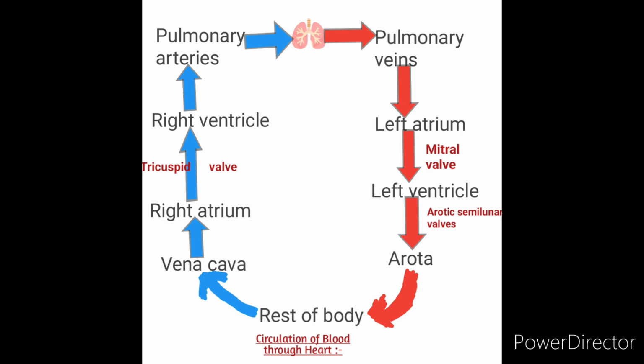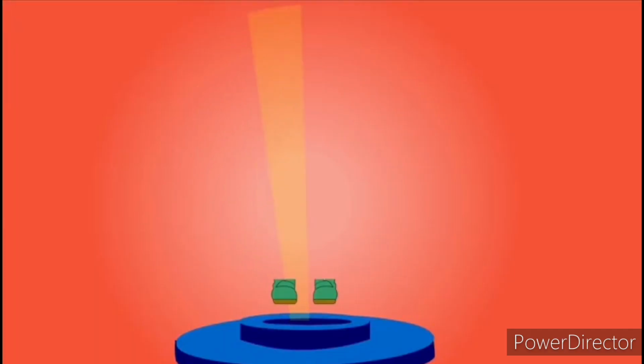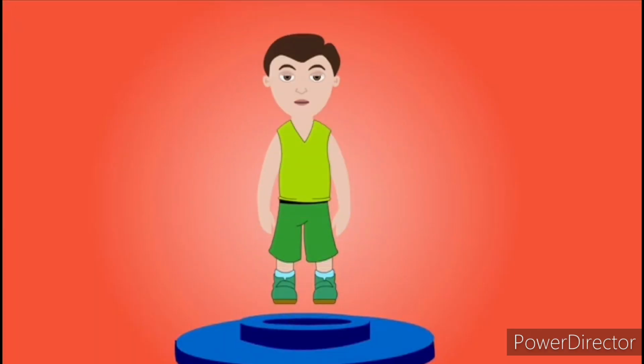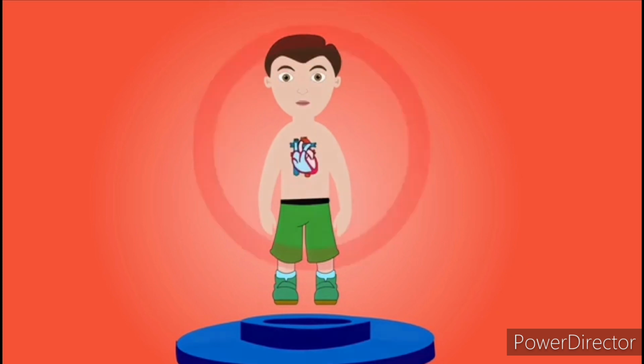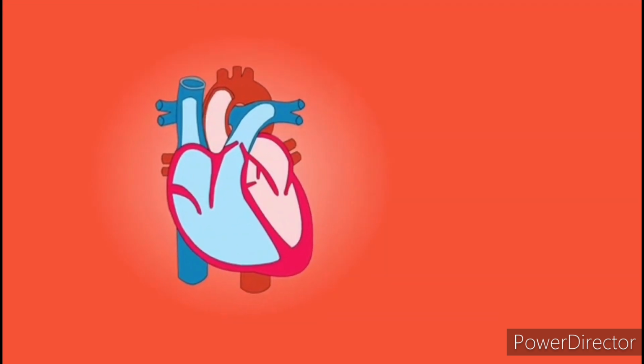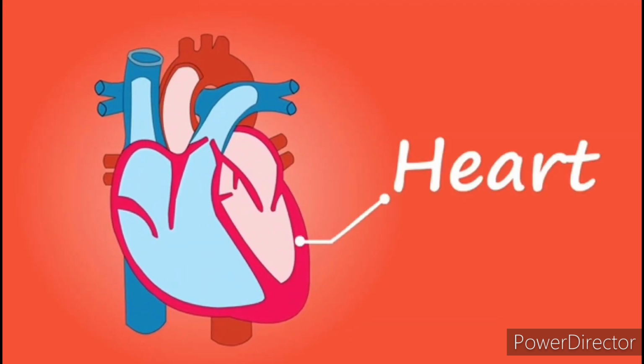Then oxygenated blood enters into the aortic semilunar valve. Through the aortic semilunar valve, the blood enters into the aorta. The aorta distributes blood to the rest of the body, that means all over the body tissues. Then the body tissues take up the oxygen and release carbon dioxide. The blood returns into the superior and inferior vena cava. The superior vena cava transfers the deoxygenated blood into the right atrium.